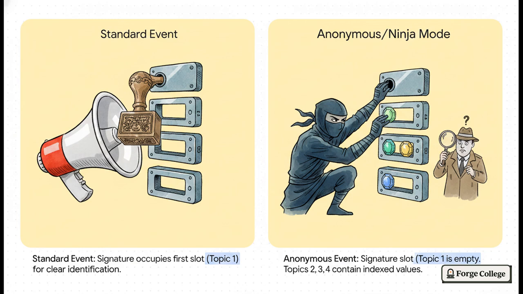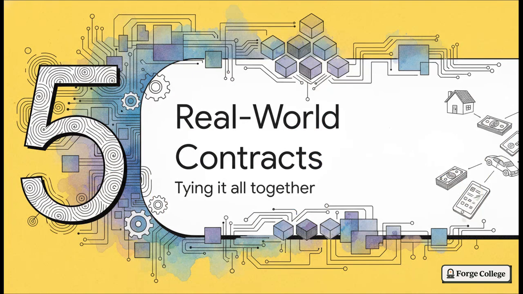It definitely saves space, and it could technically let you squeeze in an extra parameter if you desperately need it for custom filtering. But there's a massive trade-off here. Standard blockchain explorers and indexing tools are going to have a much harder time figuring out what event was just fired. Let's head into Section 5 and look at some real-world smart contracts.